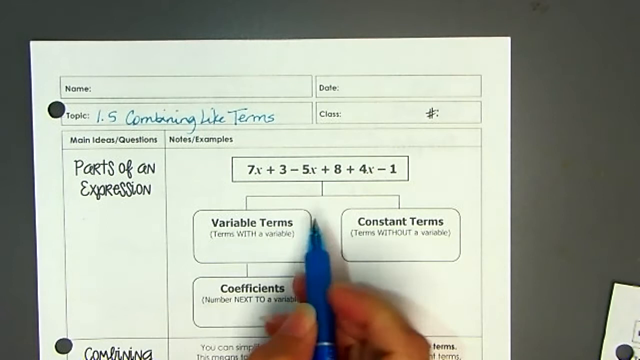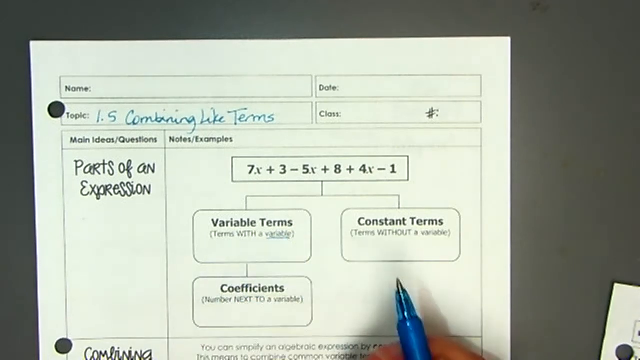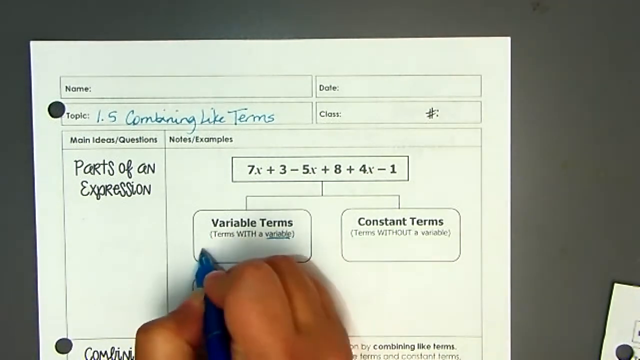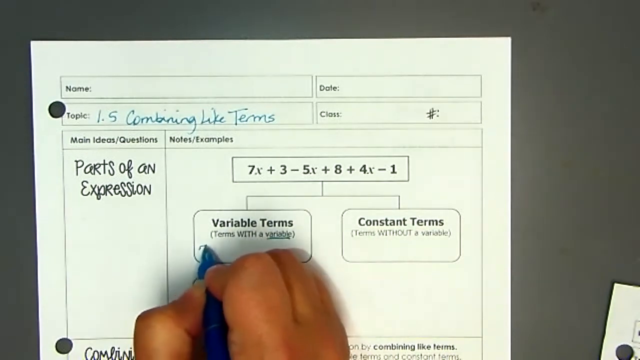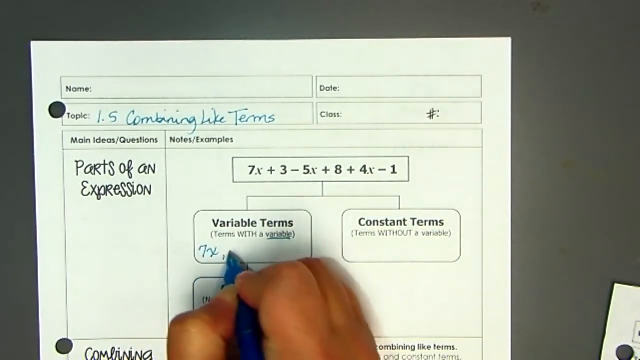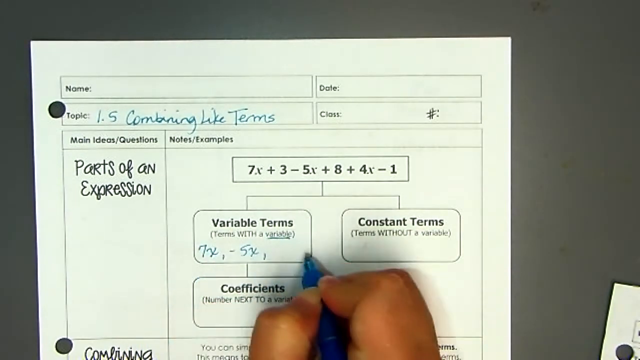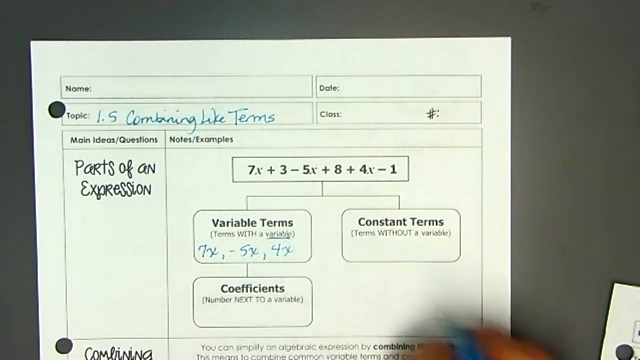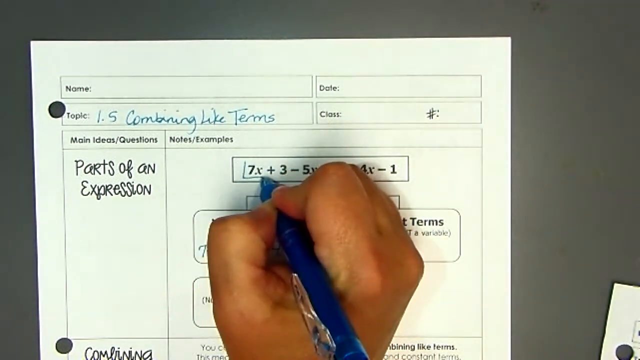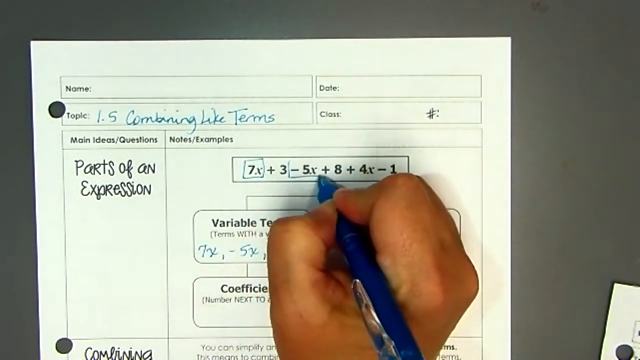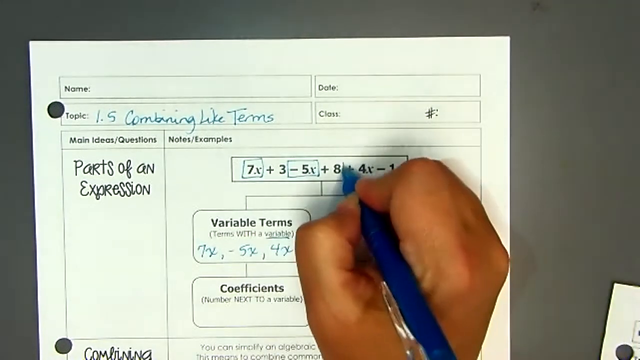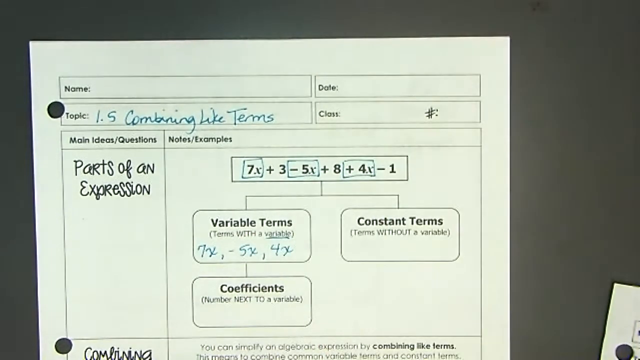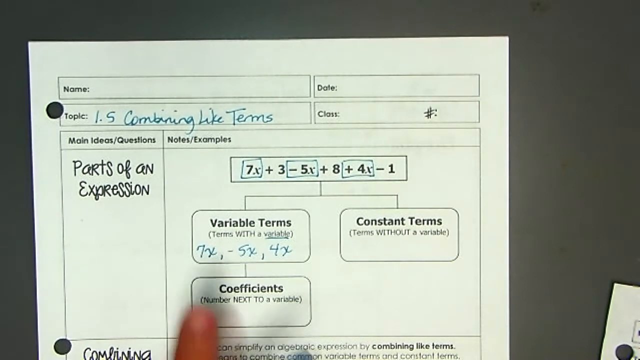So variable terms have a variable, hence the name. Those examples from up here would be 7x, negative 5x, 4x. And if you remember, I like to draw shapes around the like terms, and I include the sign in front of it. So therefore, I make sure I know whether it's positive or negative. Okay, so that's our variable terms.